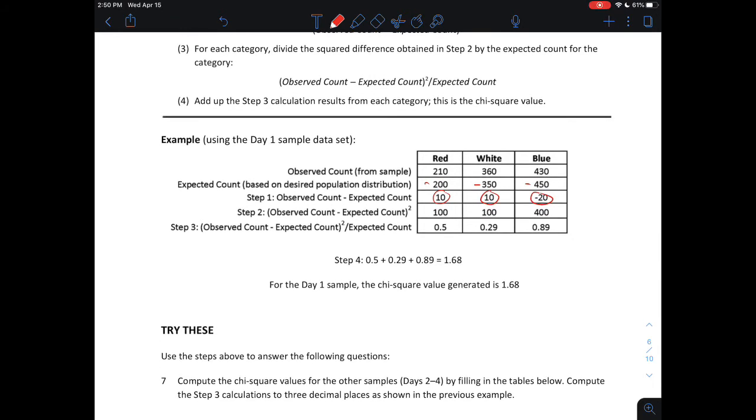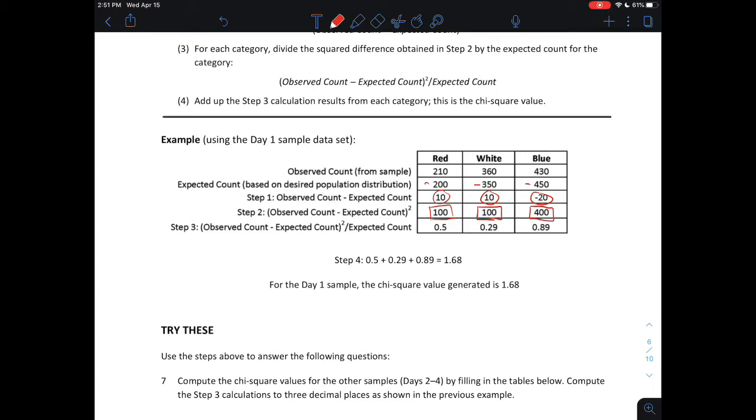So if you take 10 in the red column and square it, you multiply it by itself. 10 times 10 is 100. So that's how we get the 100 here. And for the white, again, 10 times itself is 100. And then for the blue, we have negative 20. But a negative times a negative will be a positive. So when we square negative 20, we get 400.